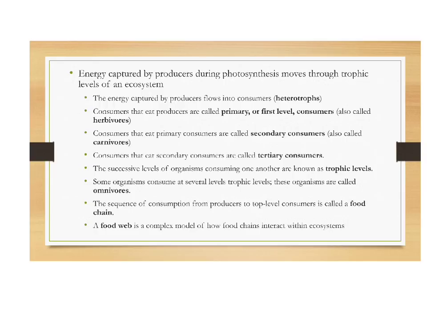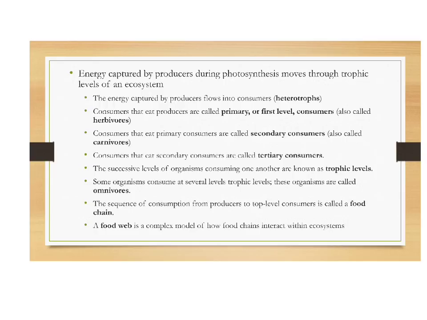Consumers are also called heterotrophs. We talked about the term autotrophs in the previous slide. Autotroph means self-feeding. Heterotroph means different feeding. Hetero means different, troph means feeding. So it's organisms that receive their nourishment from a different source than themselves. Consumers that eat producers are called primary or first level consumers. These are also called herbivores. Anything that eats a plant is a primary or first level consumer or an herbivore.